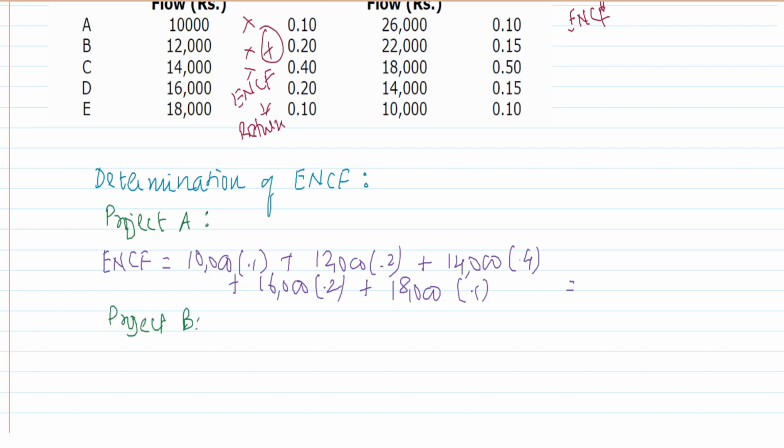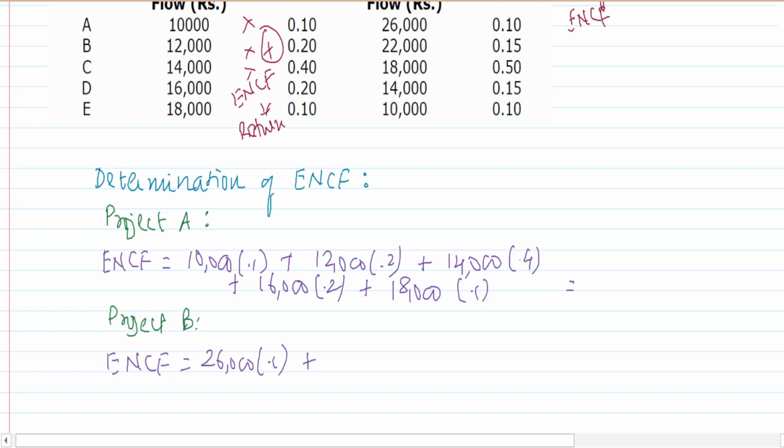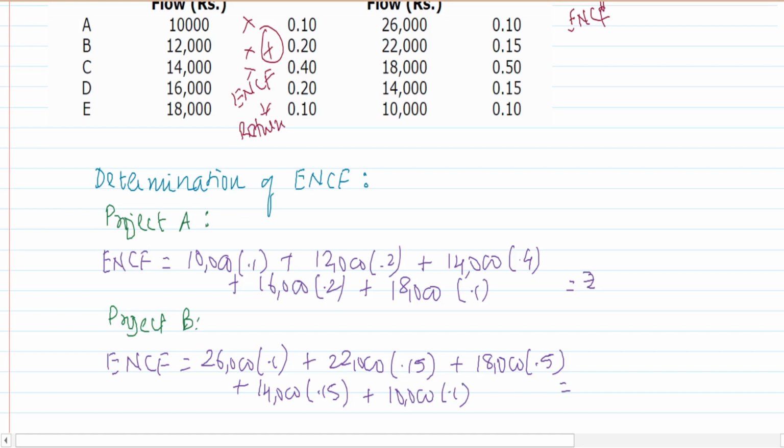So for project B, expected net cash flow will be 26,000 into its probability, 22,000 into its probability, 18,000 into its probability, 14,000 into its probability, and 10,000 into its probability, right? So get it? Yes, let's do it.